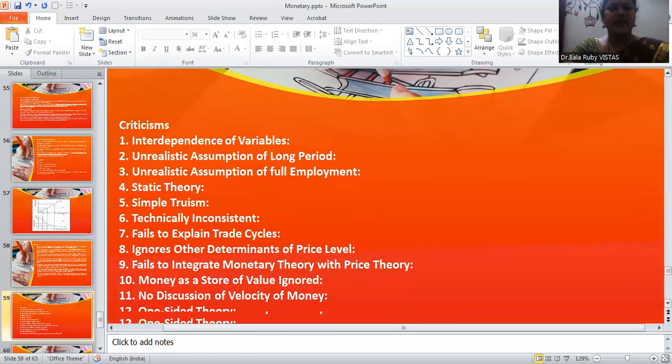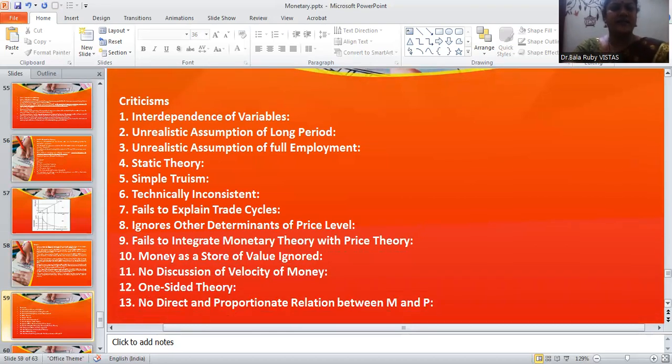Now, there are some criticisms of this theory. The first criticism is interdependence of variables. Then the next one is unrealistic assumptions of the long period. The third one is the unrealistic assumption of full employment. Full employment in the sense we are assuming that all the resources are fully utilized in the economy, but practically it is not possible. There is a possibility that some resources are underutilized or unutilized. So this is also one of the unrealistic assumptions. And this is a static theory. The truism concept is also a simple truism only, and technically it is inconsistent.